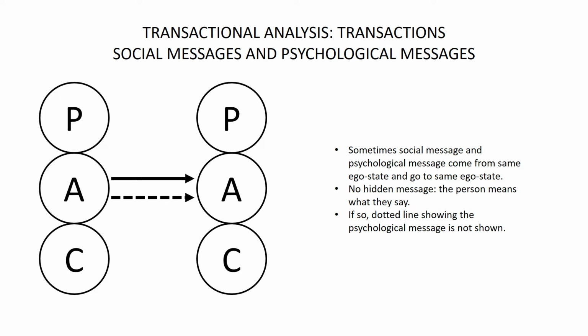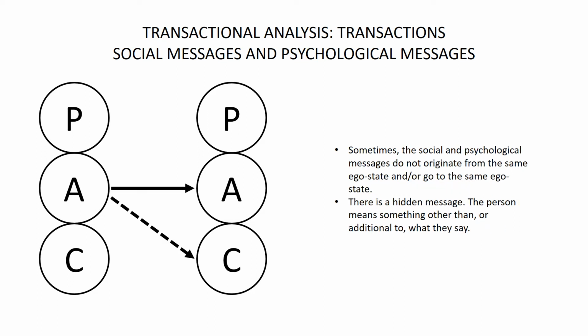Sometimes, the social and psychological messages originate from the same ego state and go to the same ego state. There is no hidden message and the person means what they say. When this is the case, in diagrams, the dotted line is not shown. At other times, the social and psychological messages do not originate from the same ego state and or go to the same ego state. There is a hidden message, and the person means something other than, or additional to, what they say.